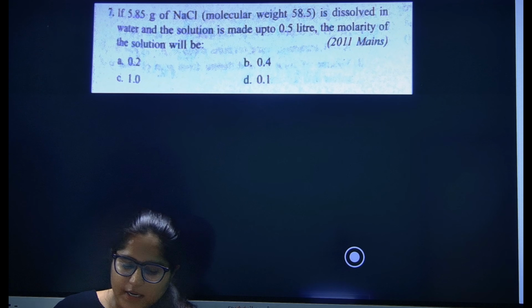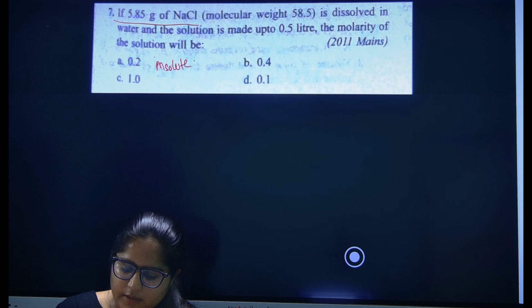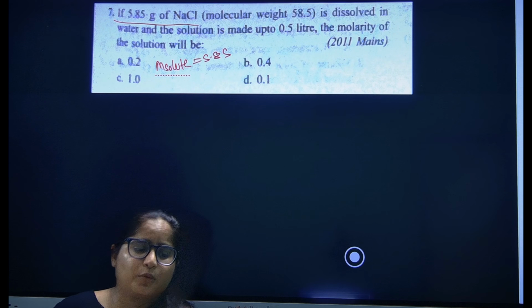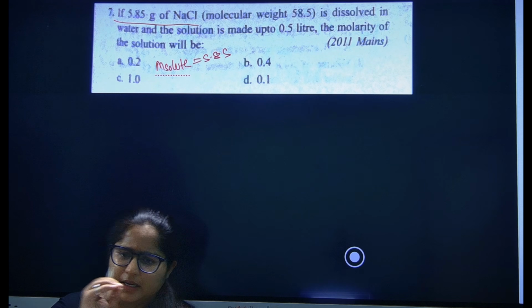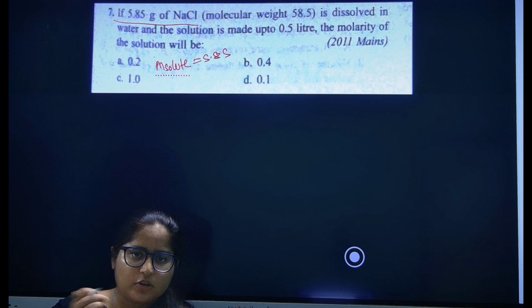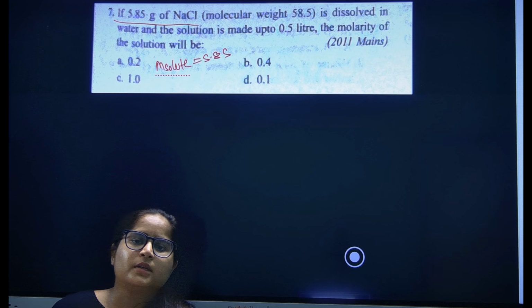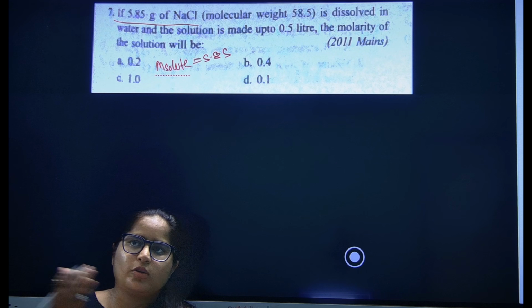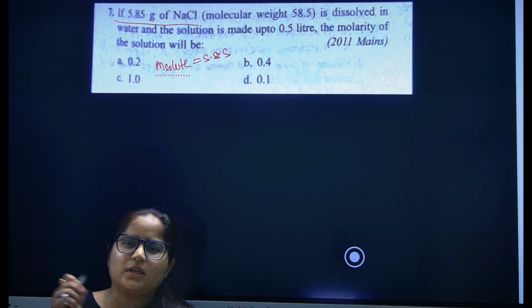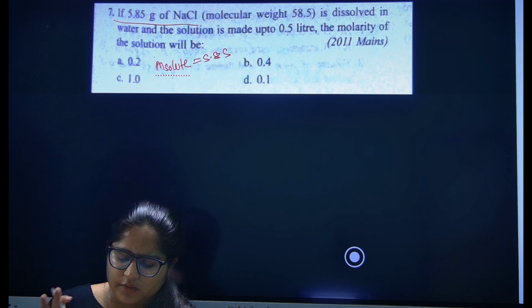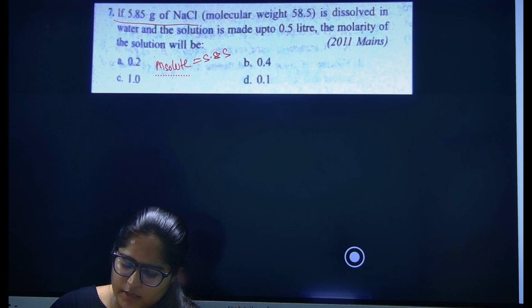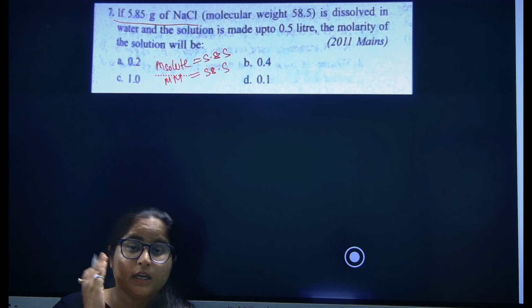If 5.85 gram of NaCl, so the mass of solute is given, 5.85. That should be your approach. As soon as you are reading the question, start writing what is given. Whenever I give you a question in class, at the same time as you read it, you write down what is given. It will increase your speed while solving, and your brain will act very fast. You don't have to read the whole question and then wait to solve. As soon as you see the first line, you just note it down. The molecular weight is given, so if the given mass and molar mass are there, I can find out the moles without any doubt. It should run in your brain.